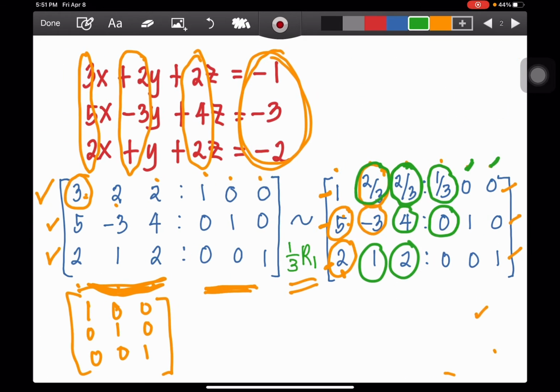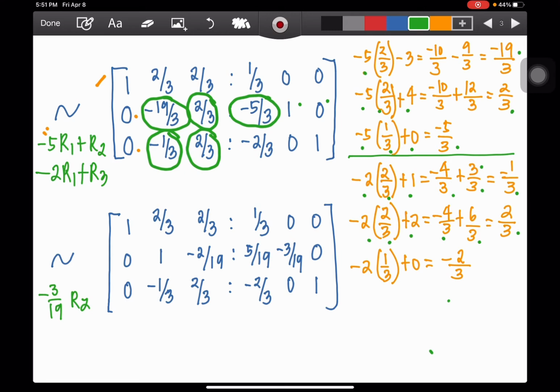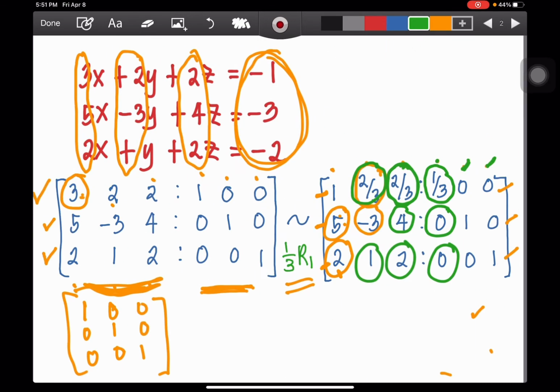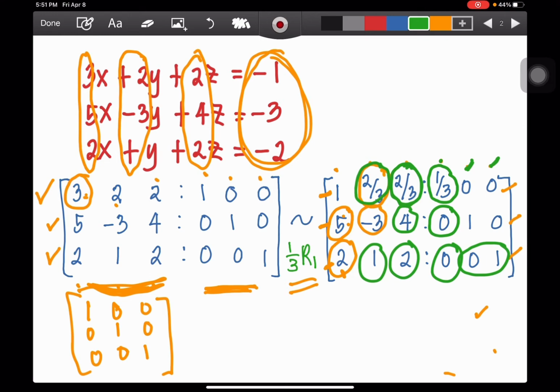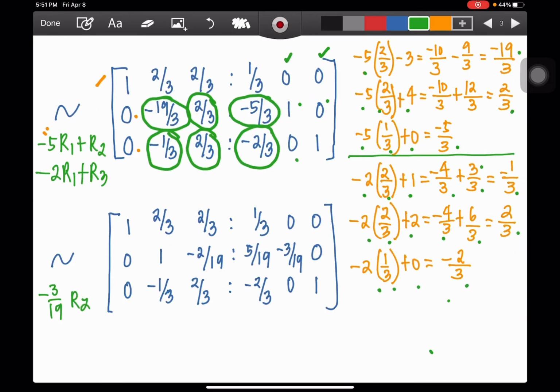Okay, then we have negative 2 of 1/3 plus 0. So that's equal to negative 2/3. Okay, and since those are zeros, you may copy this. So you have 0 and 1. Okay, so we're done there.